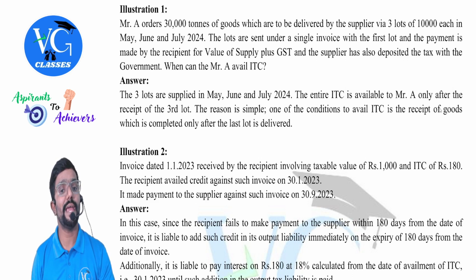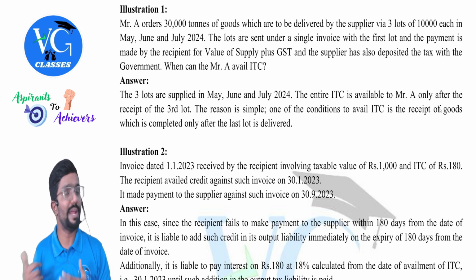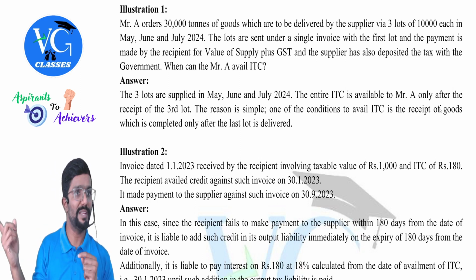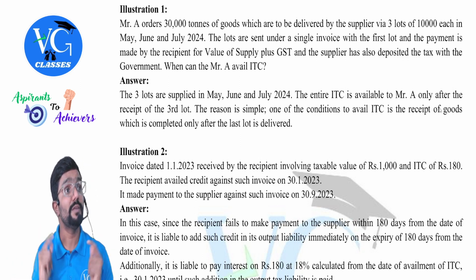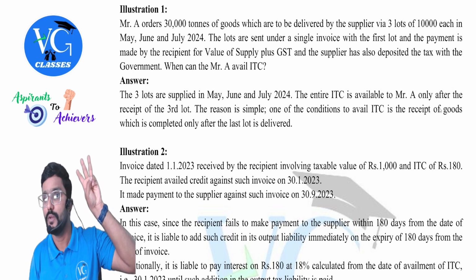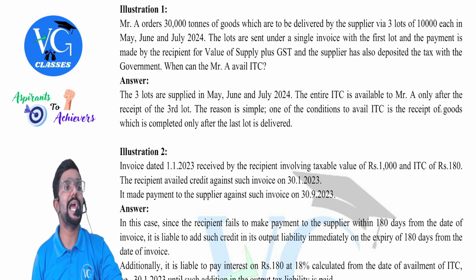When can Mr. A avail the ITC? Is it for May, June or July, guys? July. Obviously, for July, he will claim credit in the next month. But he is eligible to claim credit in which month? July, for the full 30,000 tons. That is when he received the last lot, guys.